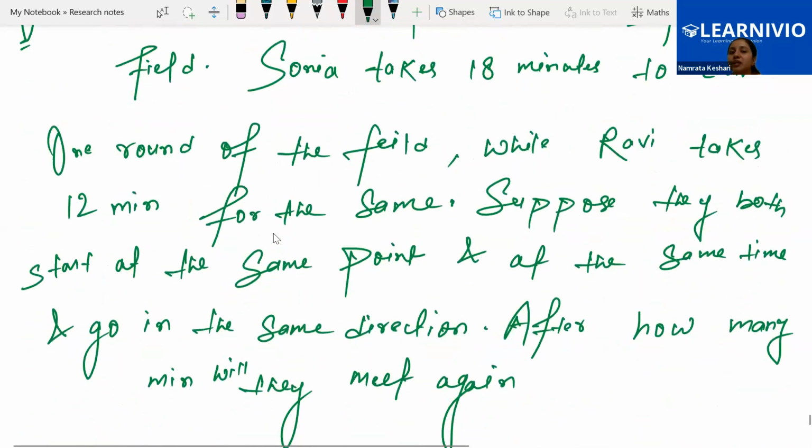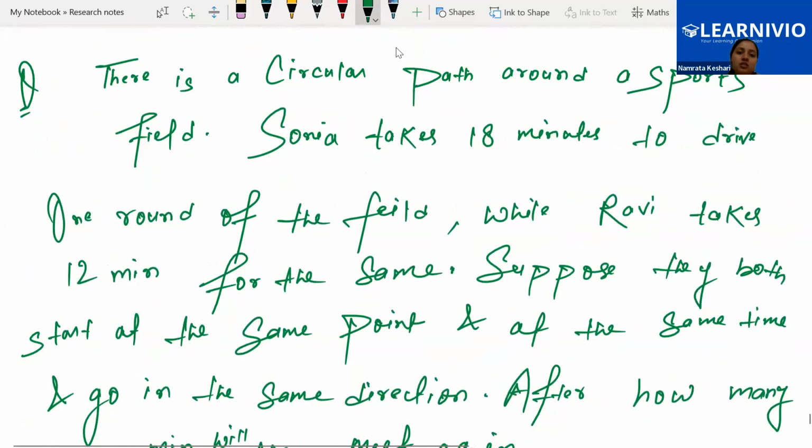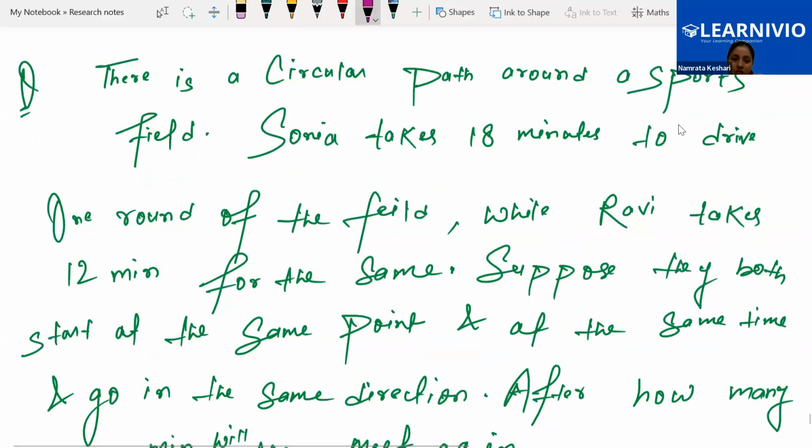Are we going to make the diagram? Are we going to understand what exactly the whole question says? See, whenever we are having this type of question, where two persons are there and both persons are taking some time, what do we have to do? You have to take the LCM. Exactly.